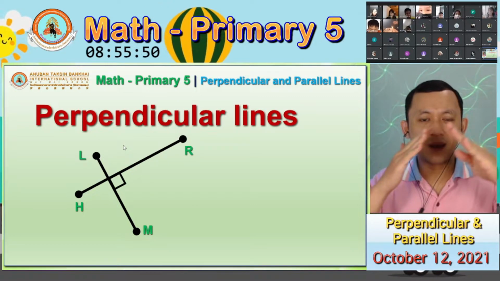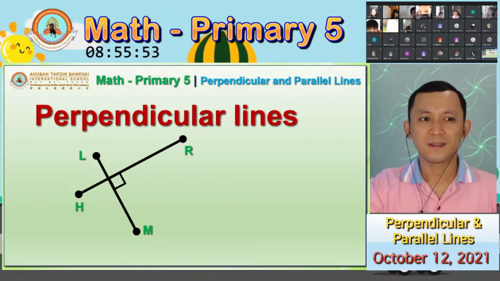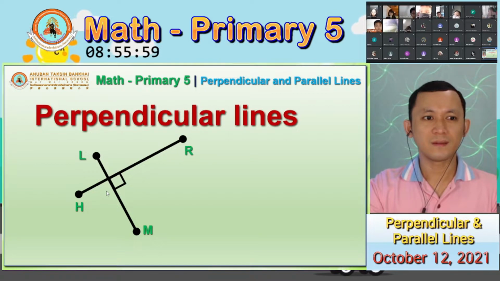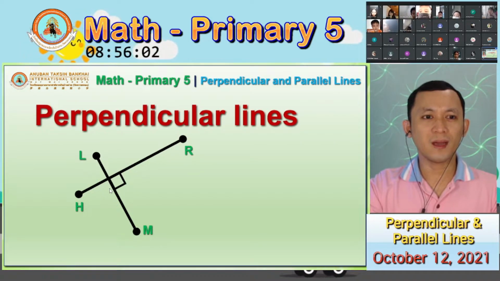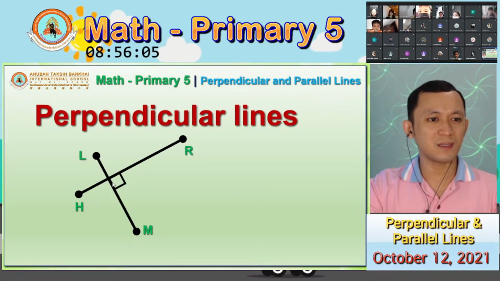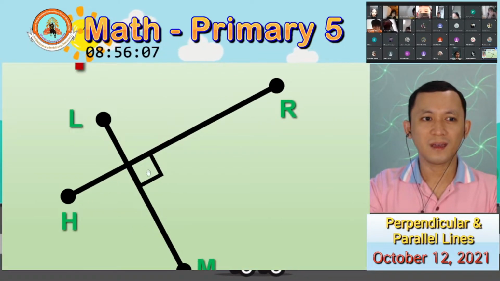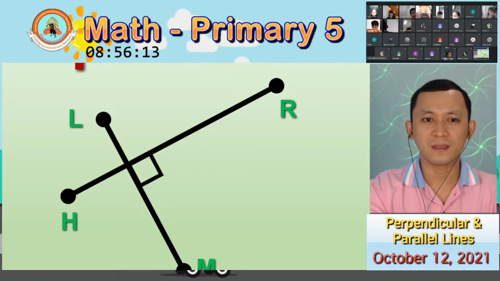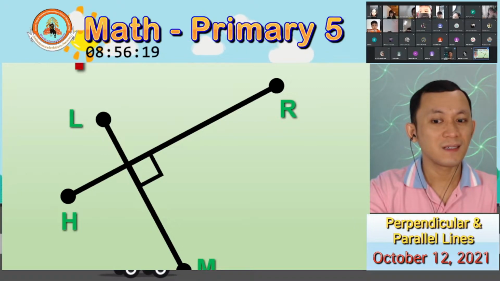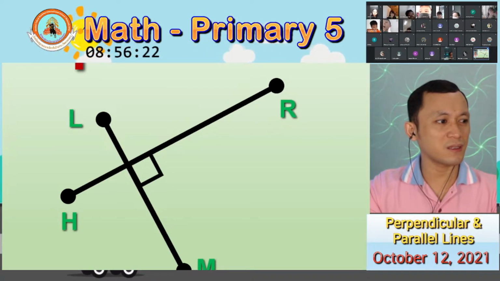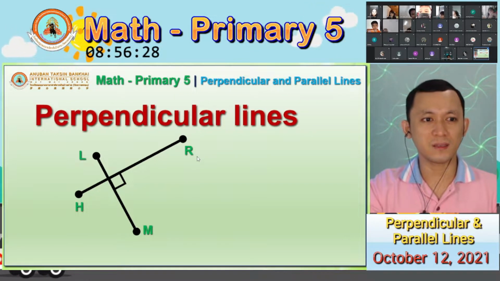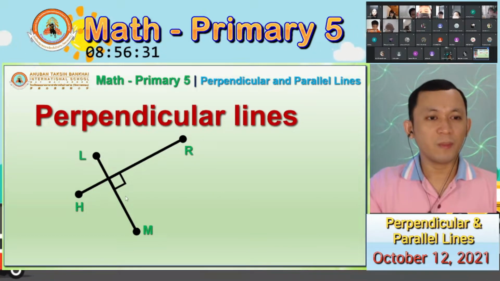Teacher, are they intersecting, yes or no? Yes, of course. Teacher, there is a symbol. How many degrees is this? 90 degrees. How do you know? Because you know a square. Very good, teacher, there is a square, so this is the symbol for 90 degrees.